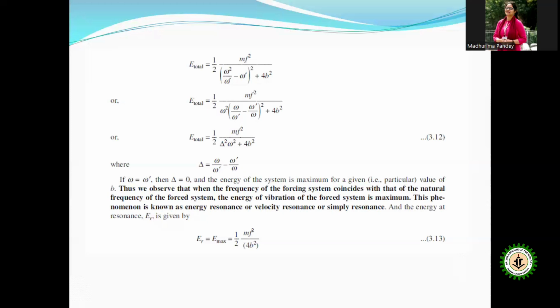So what will be the energy value for the resonance condition? For that, omega should equal omega prime. And if we take omega equals omega prime, then delta equals 0. So if we put delta equals 0, then finally this value we obtain, which gives you the value of the total energy at resonance.